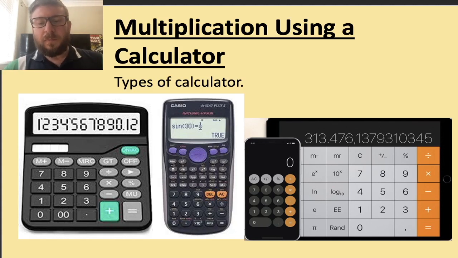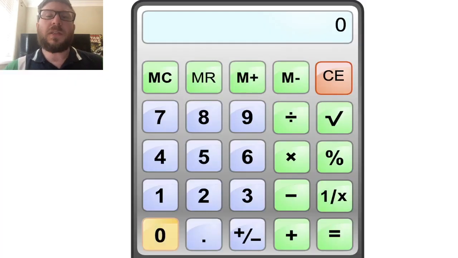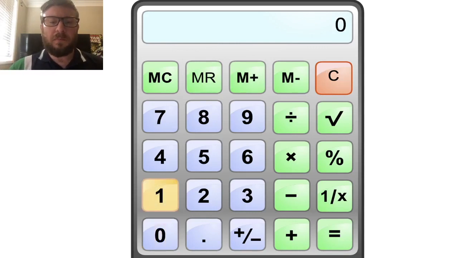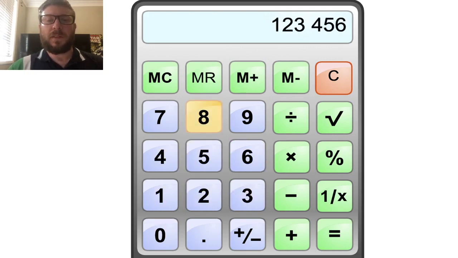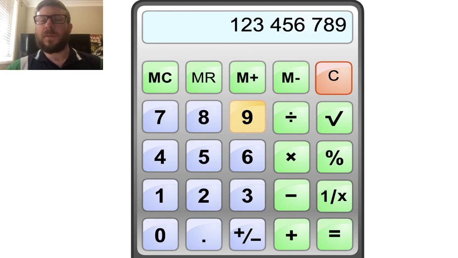Today, girls and boys, I'm using an online calculator. I've just looked up online calculator, and this is one that you could use at home if you don't have access to a calculator, an iPhone or something like that. Now, as you can see on this calculator, we've got the numbers 0, 1, 2, 3, 4, 5, 6, 7, 8, and 9. So we've got our 9 number buttons.